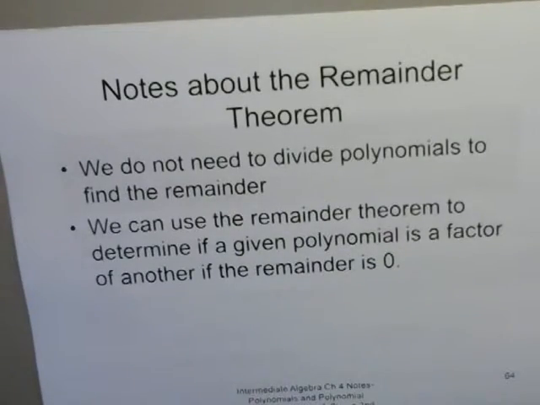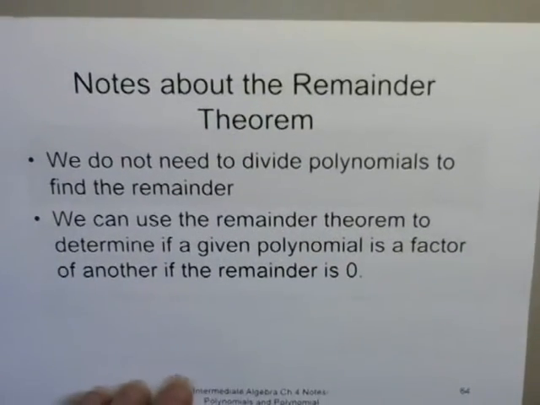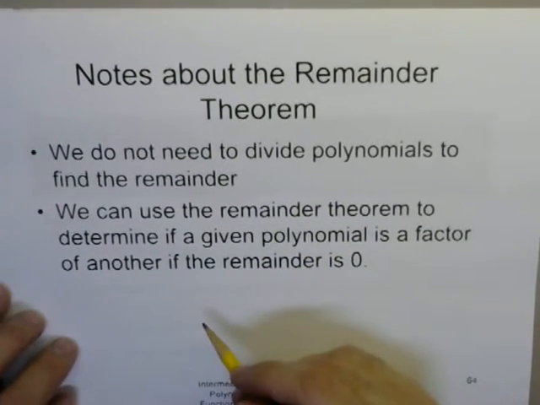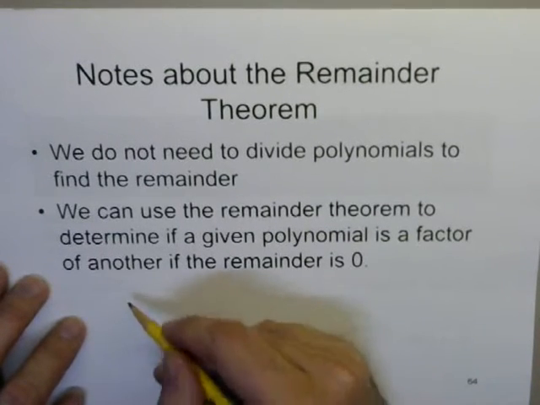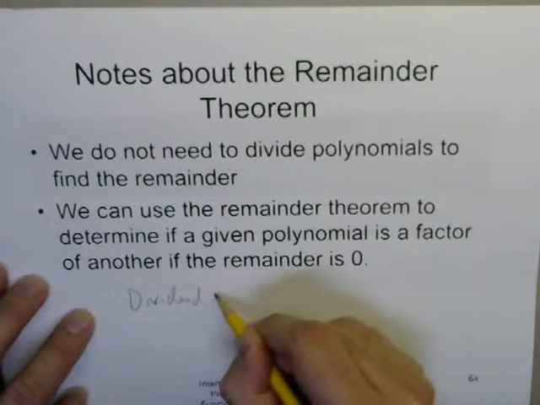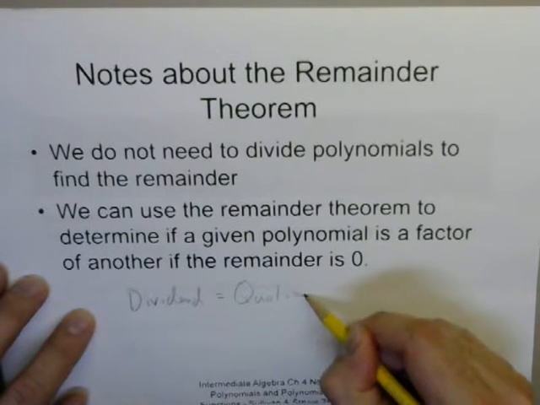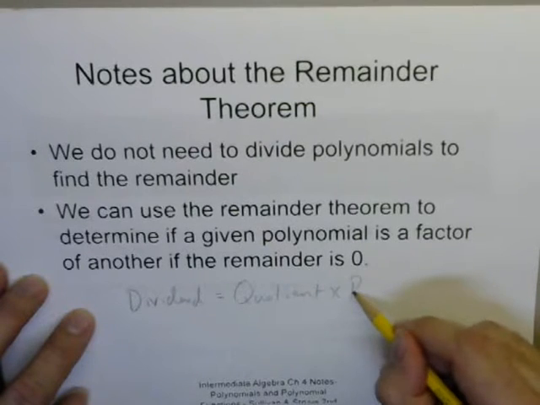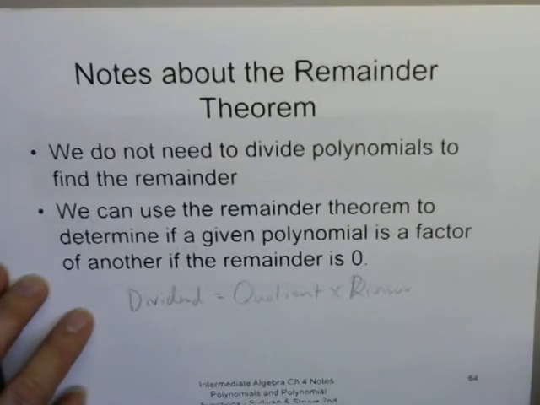A couple things about the remainder theorem is, it allows you to find the remainder without dividing. And then another thing you can do is use the fact that with the division algorithm that we saw before, right? The dividend equals the quotient times the divisor plus the remainder. If it turns out that the remainder is 0, then that means that the dividend, you can break that up into the quotient times the divisor, right? And then you would add the remainder, but if the remainder is 0, there's nothing to add on there, right?